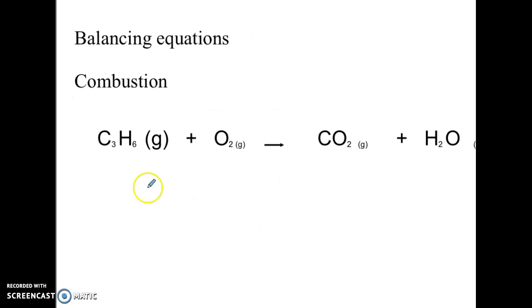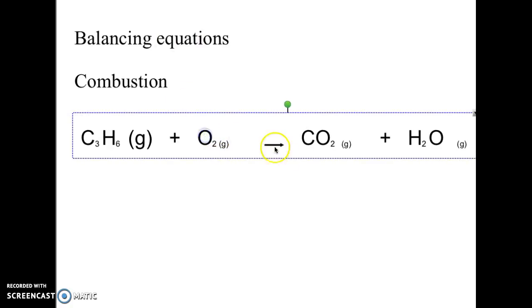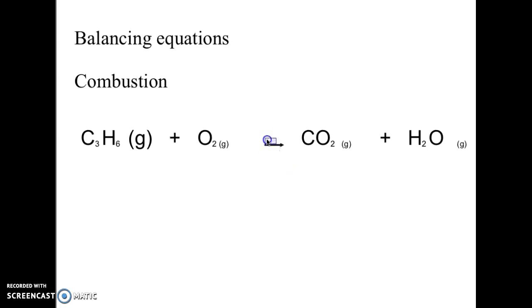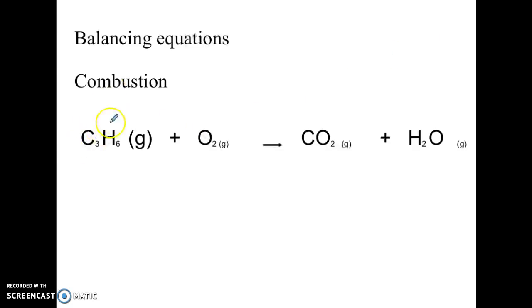Okay, so here is a combustion reaction, and I would need to balance this. In order to balance this, let's see, it looks like this got off kilter a little bit, so I'm going to see if I can just move that over a little bit. Yep. So in order to balance this, I'm going to use that system of doing carbons first, then I'm going to do hydrogens, then I'm going to do oxygens. So that's how I'm going to balance it.